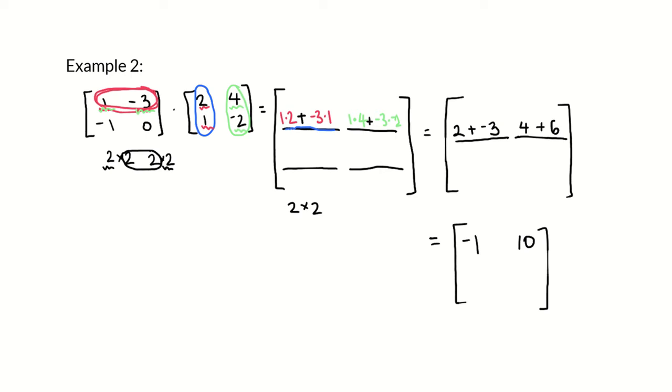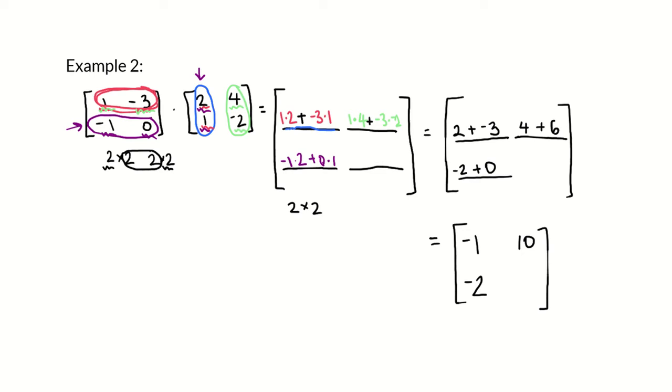And now we move on to the bottom row. We'll first do the bottom row with the first column. So that would be negative 1 times 2 for the first entries, and 0 times 1 for the second two. And completing those multiplications, in the bottom left spot we get negative 1 times 2 is negative 2, and 0 times 1 is 0. So the bottom left entry of the answer matrix is negative 2.